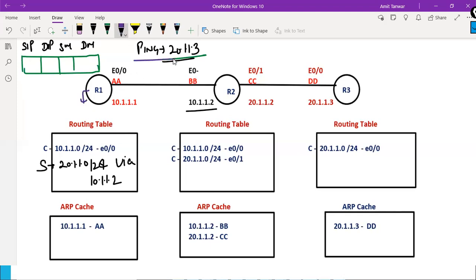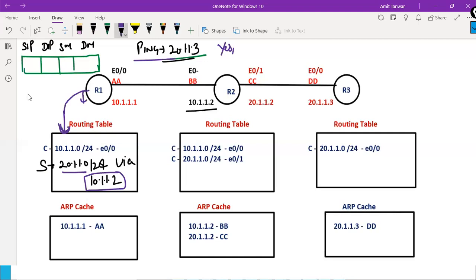First of all, you ping. Immediately the router will check its routing table: do we have any routes for the 20 network? The answer is yes, we have routes for that. And how to reach it? You have to reach via 10.1.1.2. Okay, that's fine, we will go out via 10.1.1.2. The question is, when the router checks its routing table, do we have any routes or not?